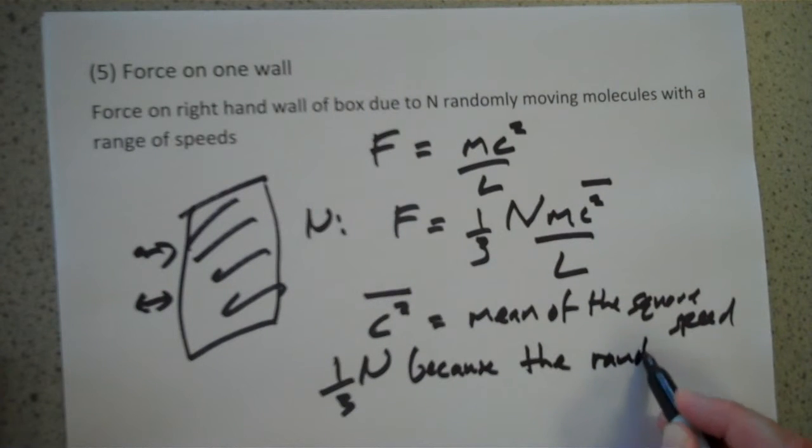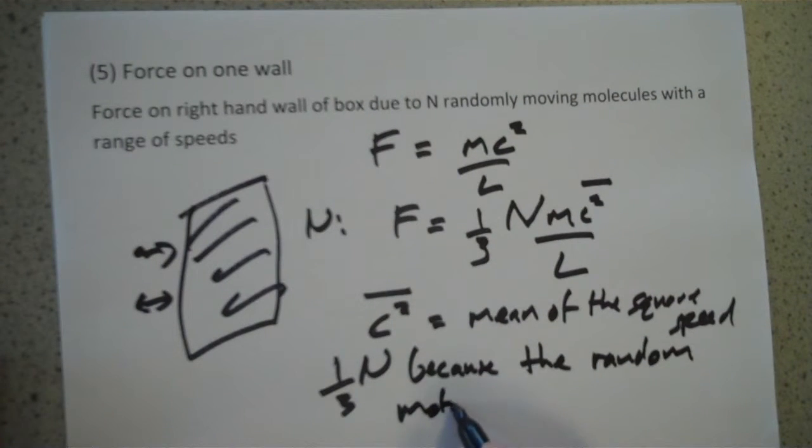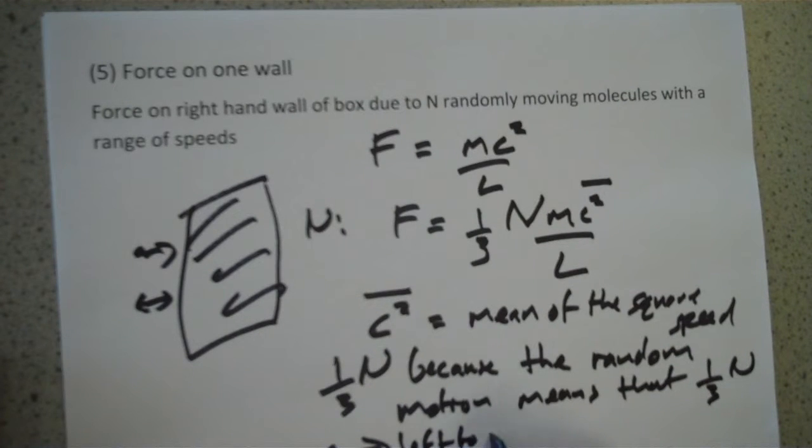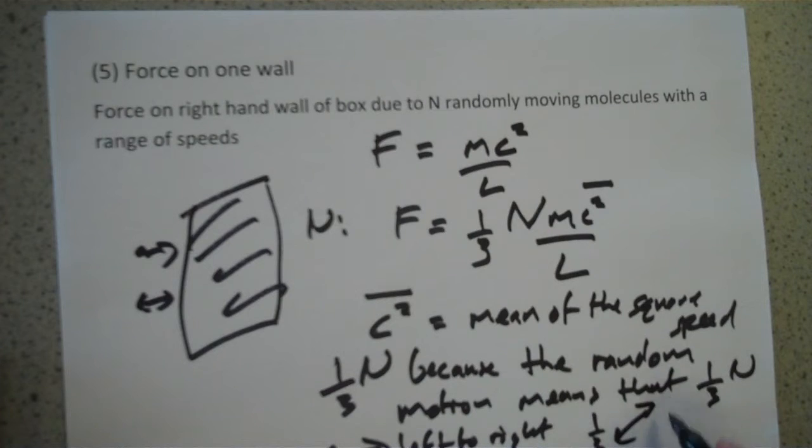the random motion means that only a third of the total, a third of n, are acting left to right, which is the direction we're interested in. A third are acting back to front, from the front face to the back face, and a third are acting up and down. So we're only interested in the pressure in the left to right plane, so we're interested in a third n. That's a bit of a fudge, okay?